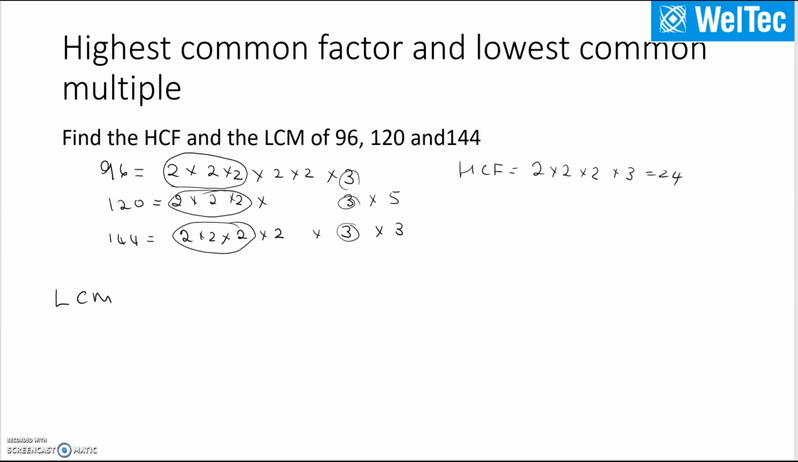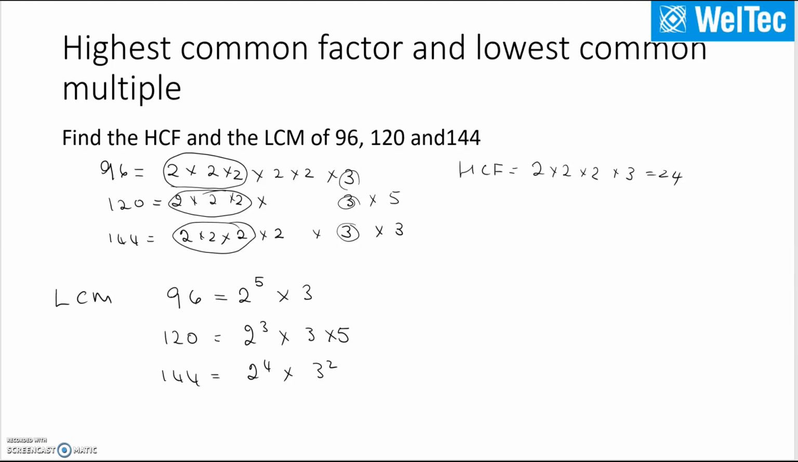Let's look at the LCM. It's the same way, just a slightly different way of doing it. If you use your calculator to find the prime factors, then what you'll find for 96 is that it's 2 to the power of 5 times 3, and that 120 is 2 to the power of 3 times 3 times 5. 144 is 2 to the power of 4 times 3 squared. So now we've written them out as products of their prime factors.